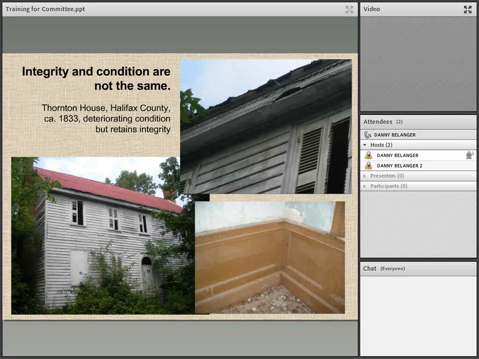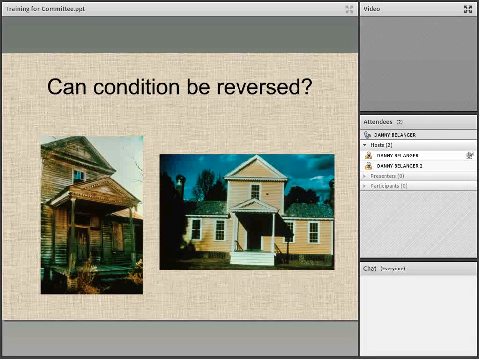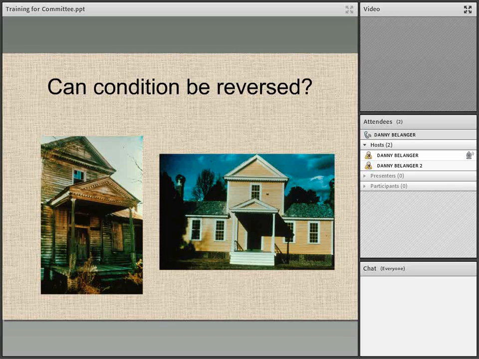Integrity and condition are not the same. Here we have a house that's got high integrity of materials, design, and workmanship, but it's not in the best condition. However, we also know that condition can be reversed. Here we have a house that's been rehabbed to almost perfect condition, but previously it did not look as good.